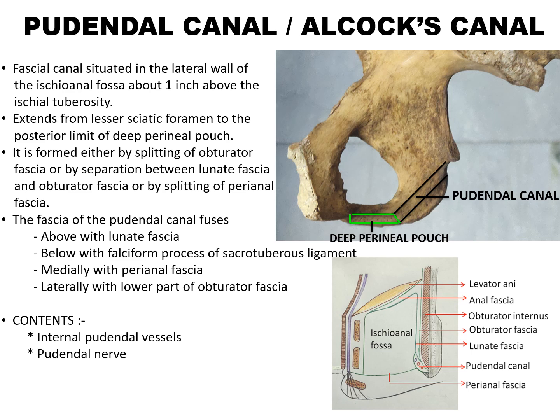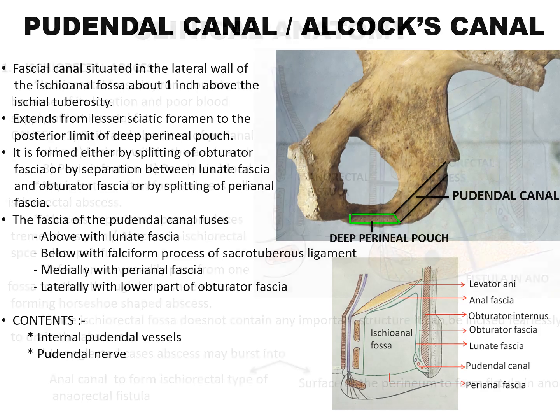Below, it fuses with the falciform process of the sacrotuberous ligament. Medially, it blends with the perianal fascia. Laterally, the fascia of the pudendal canal fuses with the obturator fascia. The contents of the pudendal canal are the internal pudendal vessels and the pudendal nerve. Now we have seen the brief aspect of the pudendal canal. At a later stage, we will discuss it in detail.